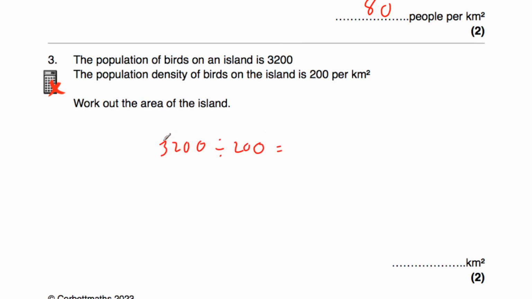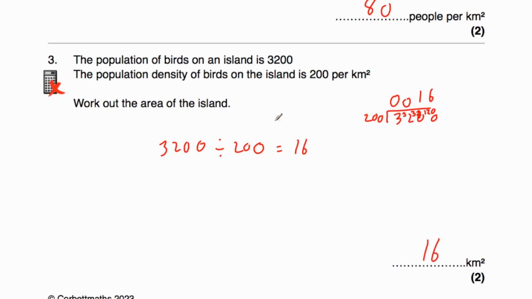So we're going to do 3,200 divided by 200. Now this is a non-calculator question, so let's quickly do our method. How many 200s are in 3? 0. So we put our 3 there to make 32. How many 200s are in 32? 0. We move our 32 there to make now 320. How many 200s are in 320? 1, remainder 120. And then how many 200s are in 1,200? That would be 6. So the answer is 16. So 3,200 divided by 200 is 16. That means the area of the island is 16 square kilometres, or 16 kilometres squared.